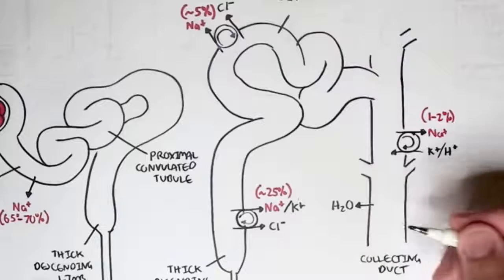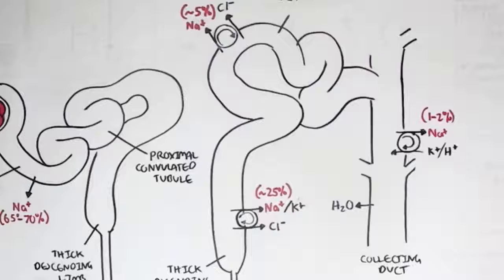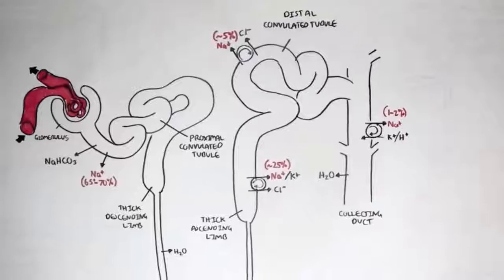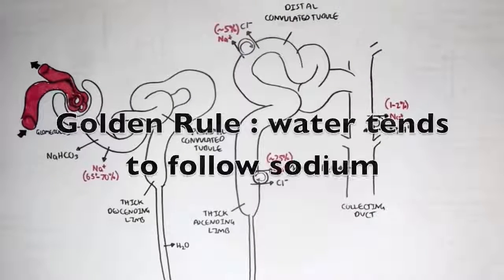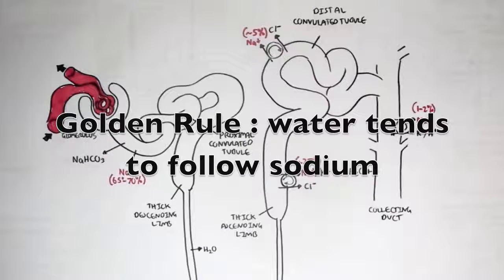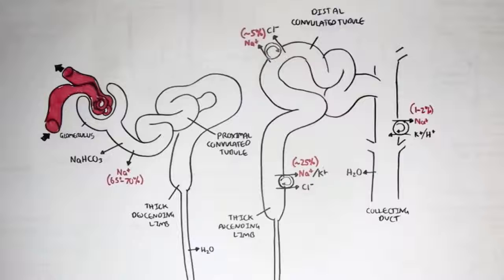Now, what is very important to realize is that wherever along this tubule sodium is reabsorbed, this will cause water to be reabsorbed as well somewhere. Because the golden rule of the kidneys is that water tends to follow sodium. And therefore, when we reabsorb water and sodium, this will indefinitely increase blood pressure. Diuretics prevent the reabsorption of this sodium and water somewhere along this tubule and therefore aim to decrease blood pressure.